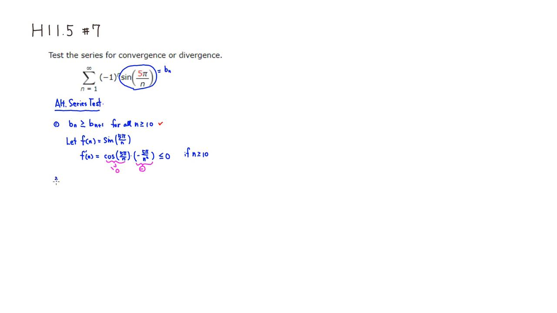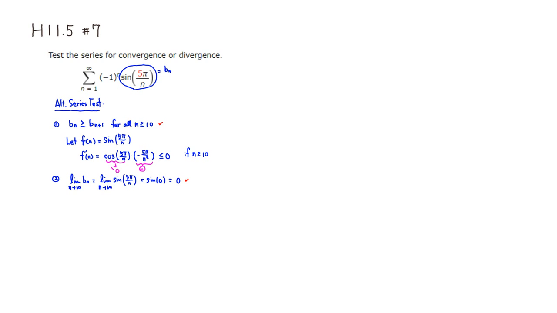Alright, so let's do number 2. Number 2 is fairly simple. We just need to make sure that the limit of Bn as n approaches infinity is equal to 0. Bn is sine of 5 pi over n as n approaches infinity. We know that as n approaches infinity, 5 pi over n approaches 0, so this approaches sine of 0, which is 0.